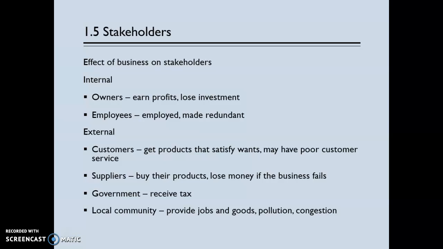Externally, the customers will get products that satisfy their wants from a business, but they're also affected by poor customer service if that business isn't very good. Suppliers as well, they want someone to buy their products, but they could also lose money if that business fails. As I've already said, the government will receive tax from them, and the local community get jobs, they get goods, but as I said, they get pollution and congestion as well.